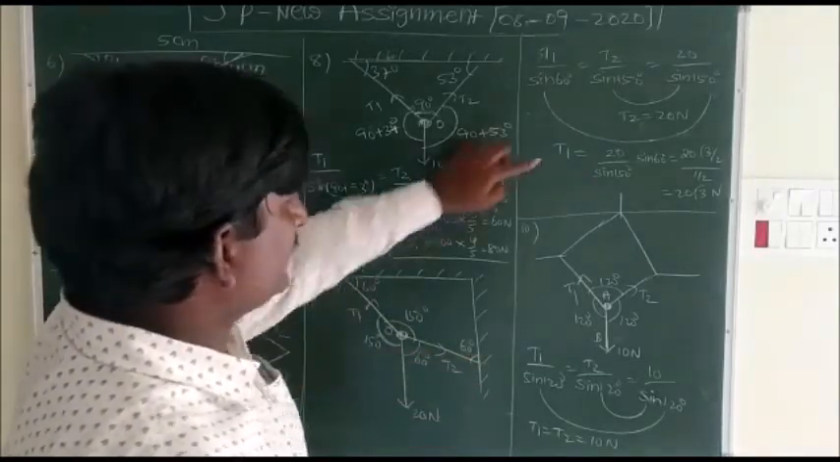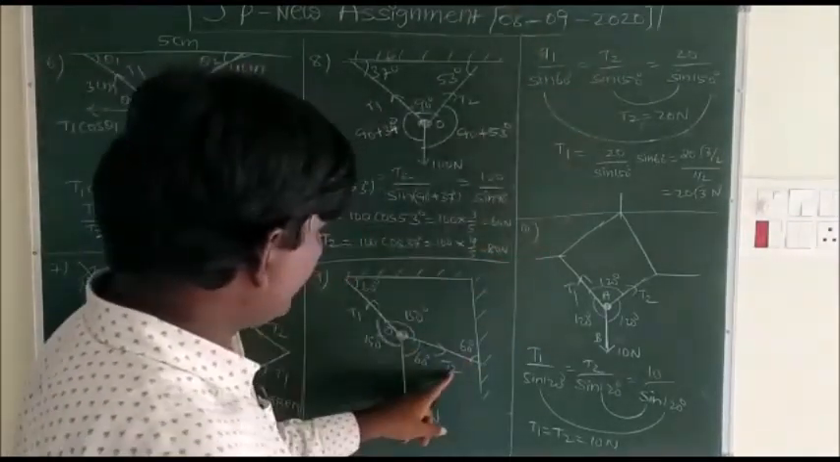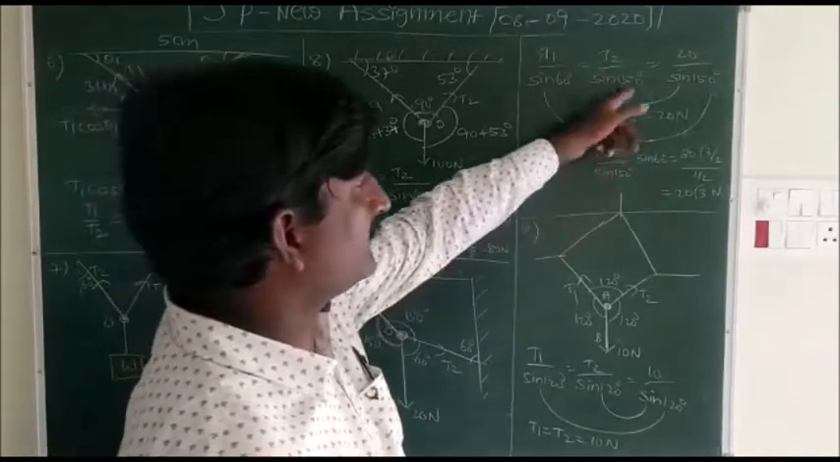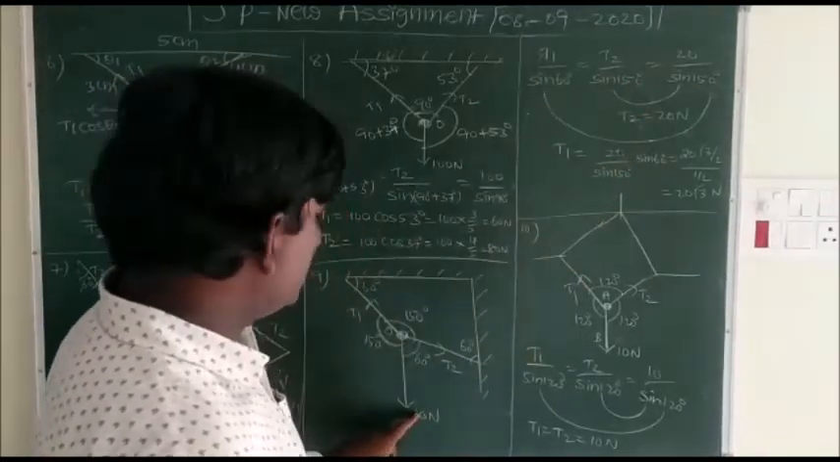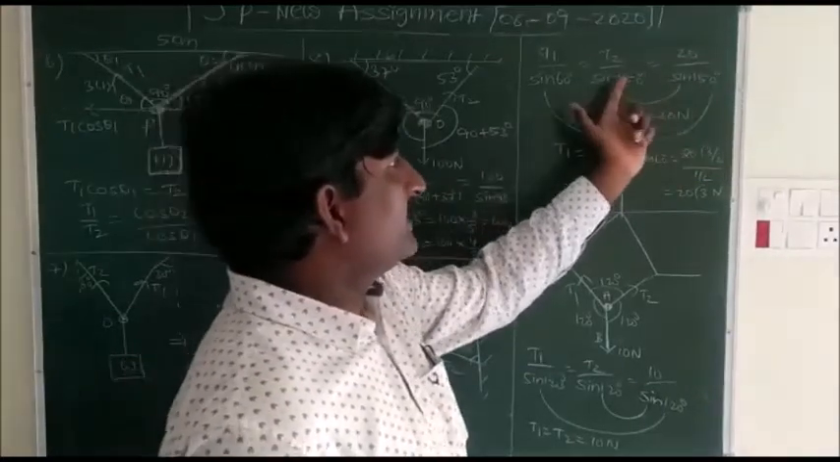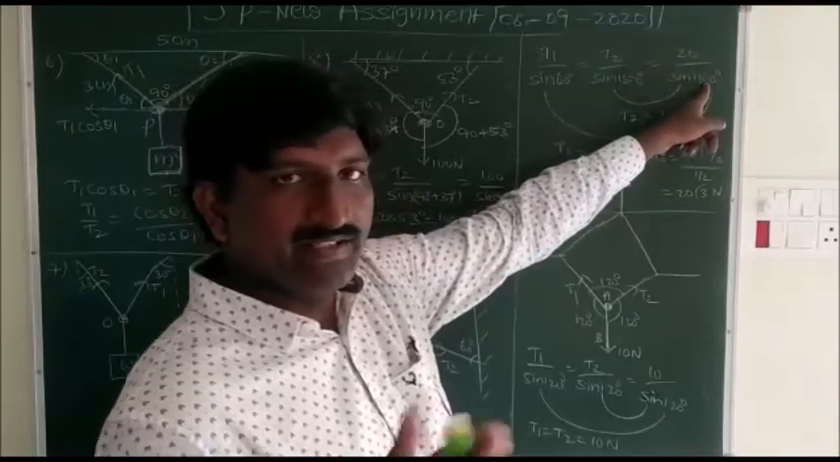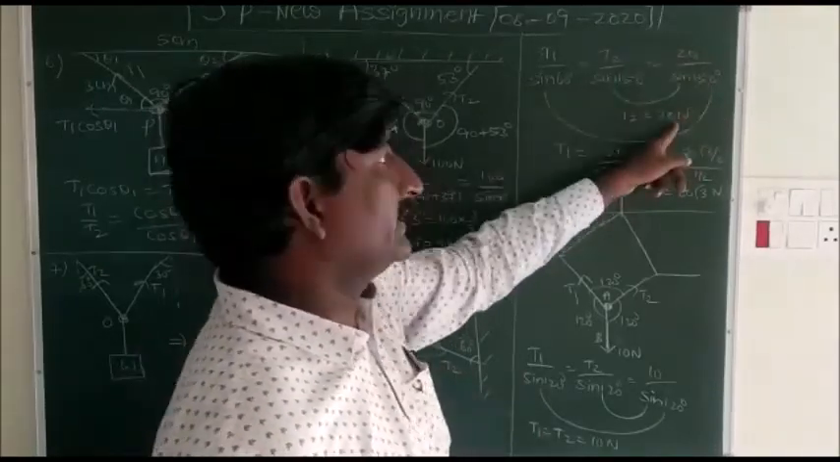So first of all you can take T1, sine of opposite angle 60 degrees. After that you can take T2, sine of opposite angle 150 degrees. Lastly you can take 20 newtons divided by sine of opposite angle 150 degrees. You can equate the second one and third one, you will get sine 150 degrees and sine 150 degrees cancelled. T2 is equal to 20 newtons.